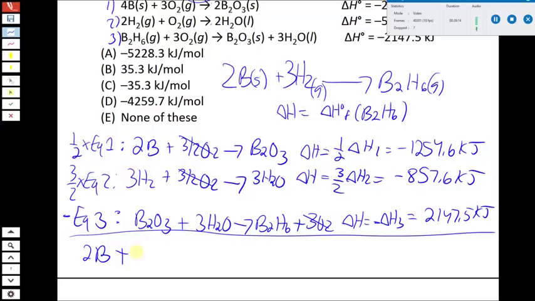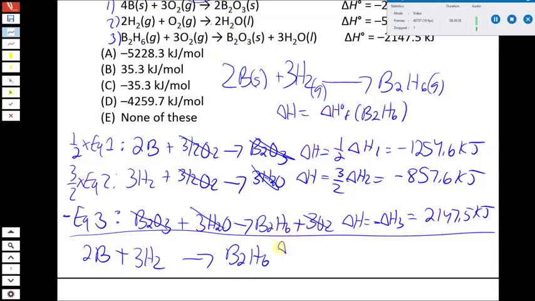Our next reactant is 3H2, so that's going to carry through. And then in this third equation, we have on the reactant side B2O3, but that's going to cancel out with that B2O3 that's a product. We have 3 H2Os, but those are going to cancel out with those 3 H2Os. So those are the only 2 reactants that are left. And the only product that's left standing is B2H6. So we've gotten the correct chemical equation that we want, which is 2 boron plus 3 hydrogen going to B2H6.